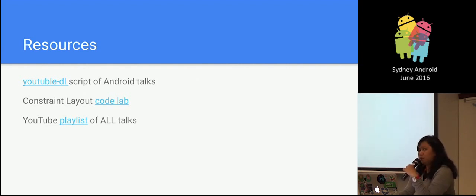Android Studio is now in preview 3. They fixed dependency resolution in preview 3, which was broken in preview 2. So yeah, instant run is broken in preview 3 for me. And there's a YouTube playlist of all the talks. It's 187 videos.